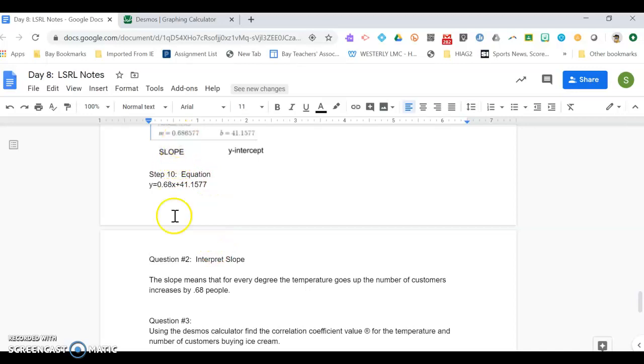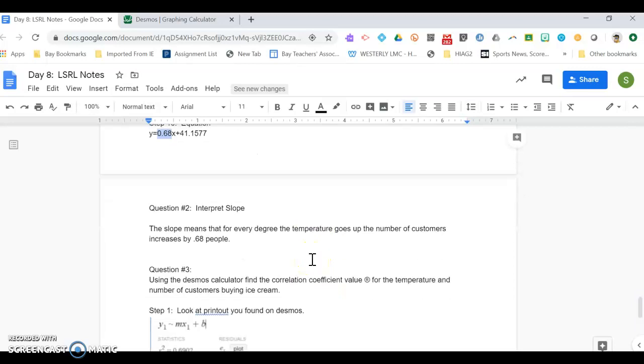Now, the second question was asking us to interpret the slope. So the slope in this case was 0.68 right here. That's your slope. The slope means that for every degree the temperature goes up, which is the x value, the y value is going to increase by that amount. So the slope means that for every degree the temperature goes up, the number of customers increases by 0.68.